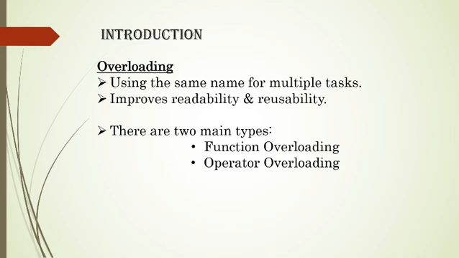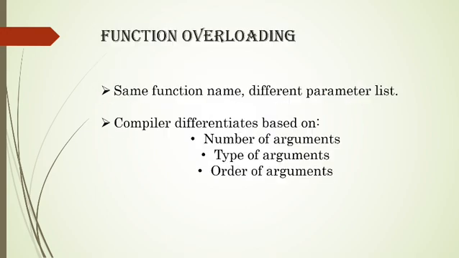This makes code more readable and reusable. The two main forms are function overloading and operator overloading. Now let's see function overloading. Function overloading means having multiple functions with the same name but different parameters. The compiler identifies which one to call based on the number, type, or order of arguments.